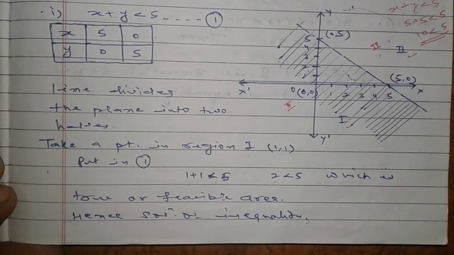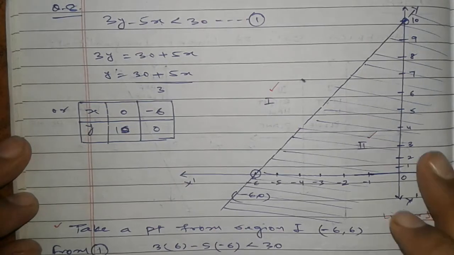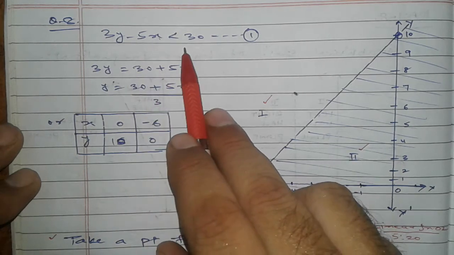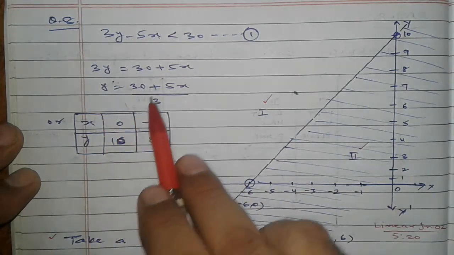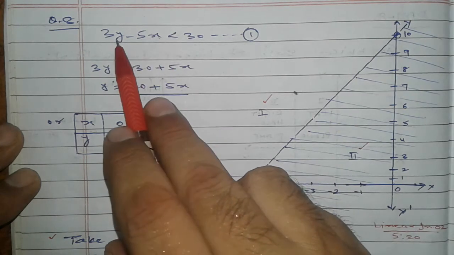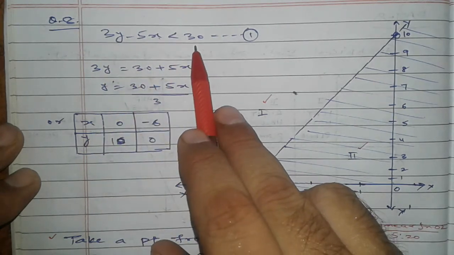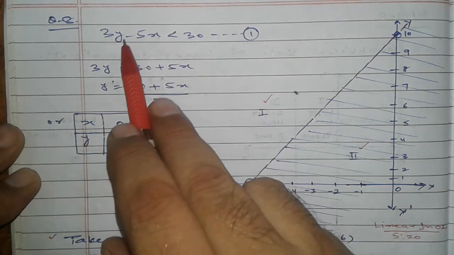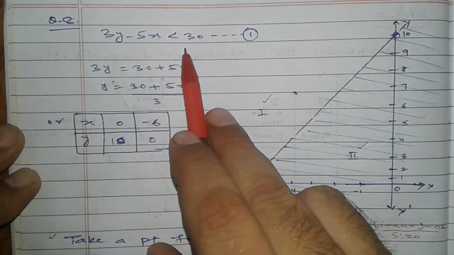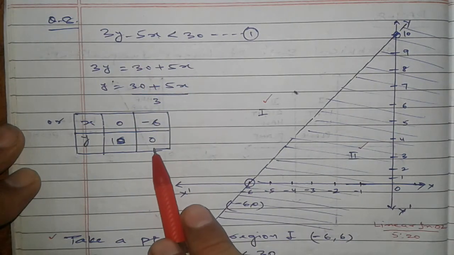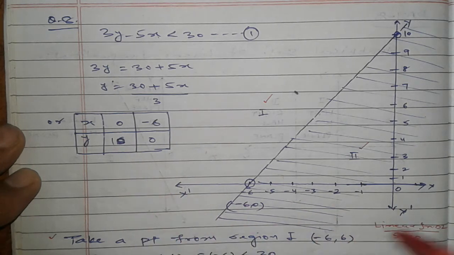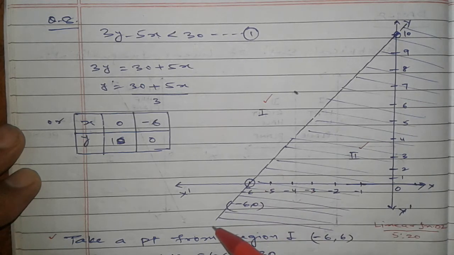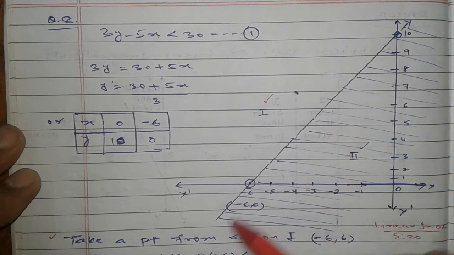Let me do one more question. Question number 8. Solve the inequality graphically: 3x minus 5y less than 30. So I will simply take, if x is 0, y will be 30 upon 3, 10. (0, 10) is one point. If I take y equal to 0, x will be 30 upon minus 5, minus 6. So minus 6, 0. So these are 2 points, (0, 10) and (-6, 0). So I will draw this line, join these points.